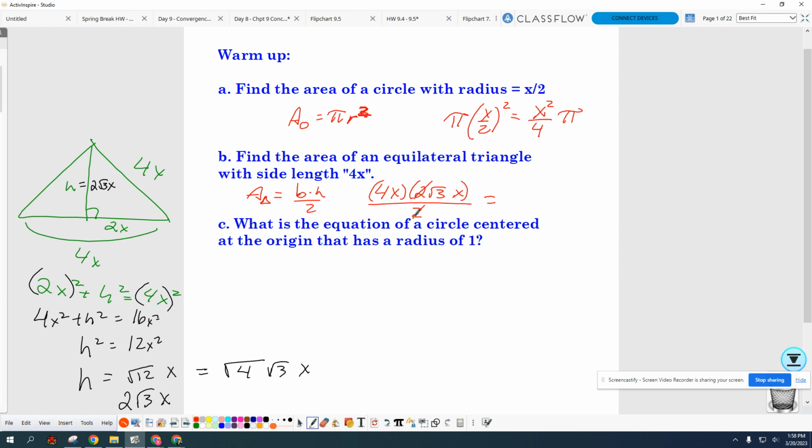So those 2's reduce. 4 root 3 x squared. Wait, no? Maybe 4x squared root 3. Is that different? Okay. Because you're just multiplying them. Yeah, that's what I thought. It's kind of weird to stick the numbers back in. You can multiply in any order, it's all good.